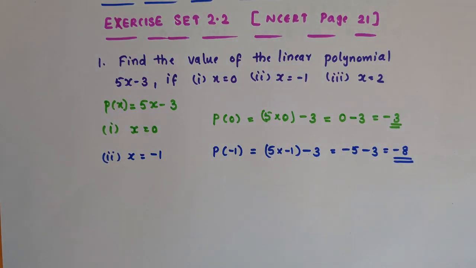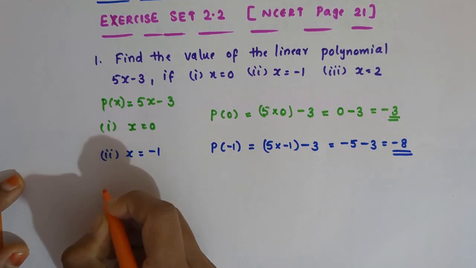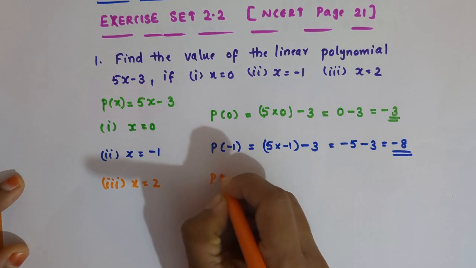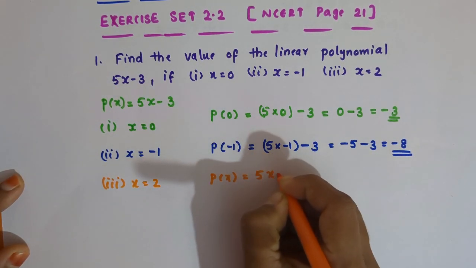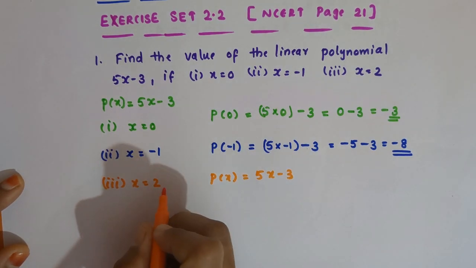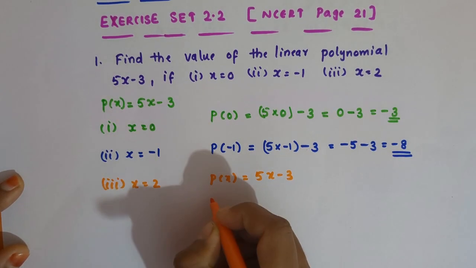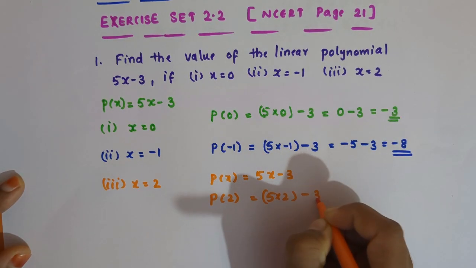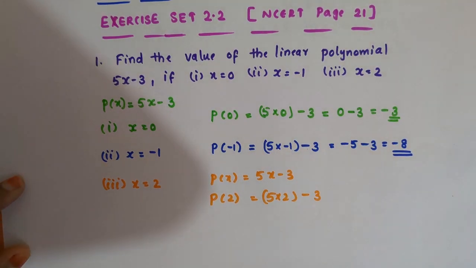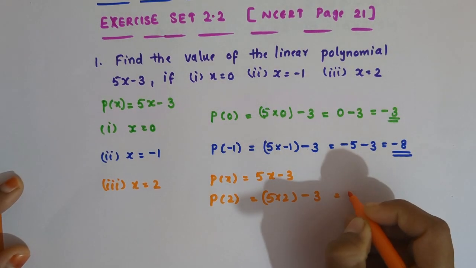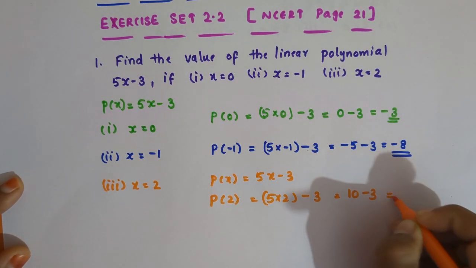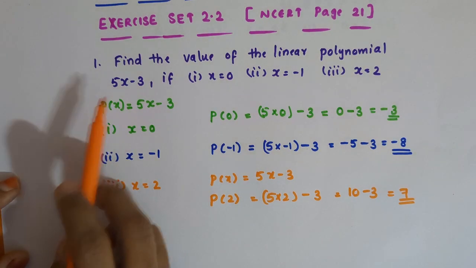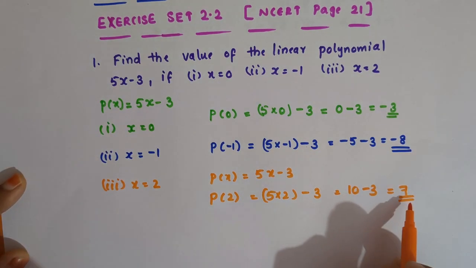Okay. Now the third one, when x is equal to 2. So you see, p of x is 5x minus 3. So wherever we are having x, we want to substitute that x as 2. So we can write p of 2 equals 5 into 2 minus 3. Okay, so 5 into 2 is 10, 10 minus 3 is 7. So the value of polynomial 5x minus 3 when x is equal to 2 is 7.